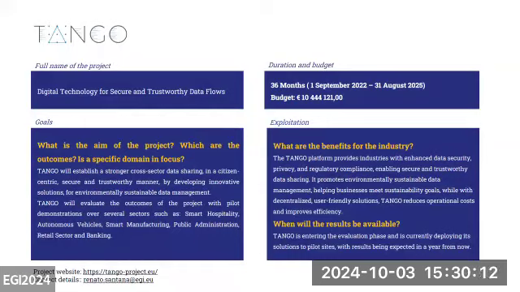Tango is digital technology for secure and trustworthy data flows. It's a 3-year project finishing in less than a year now. The budget was 10.4 million. What's the aim of the project and outcomes in a very short manner, in a specific domain focus. As Julia was explaining, Tango is establishing stronger cross-sector data sharing, meaning using those connectors that she has been explaining, in a citizen-centric, secure and trustworthy manner, by developing innovative solutions for environmentally sustainable data management. This is the main goal.